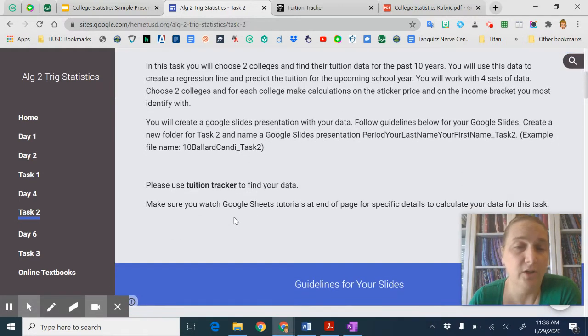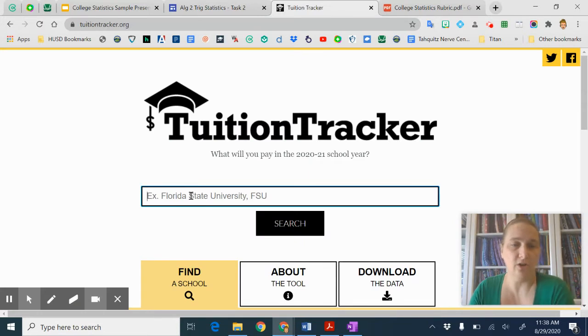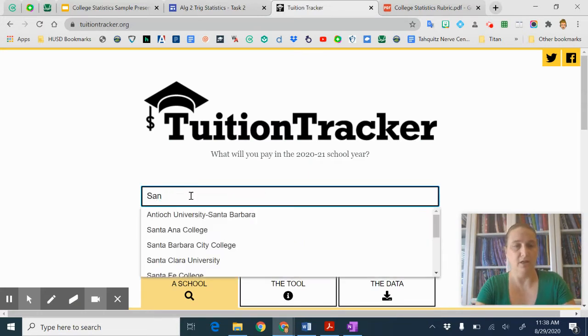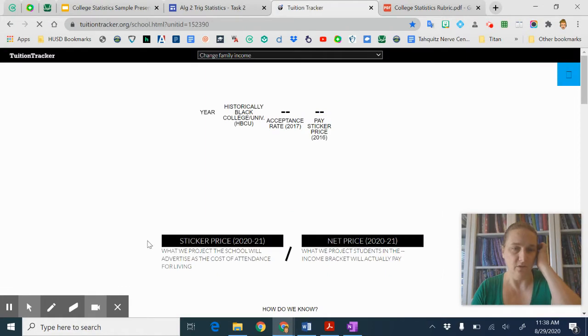So the first thing is, where do you get your data from? So you're going to go to this site that's called Tuition Tracker. And in Tuition Tracker, you're going to just type in the name of the college. So I'm going to type in the name of the college that I actually went to in college. Okay, so St. Mary's College.